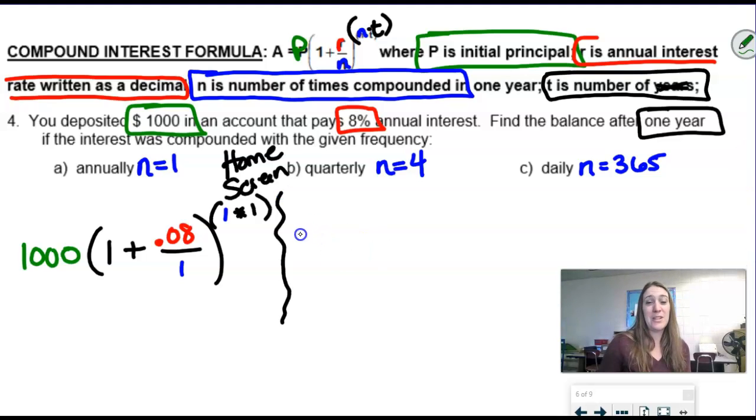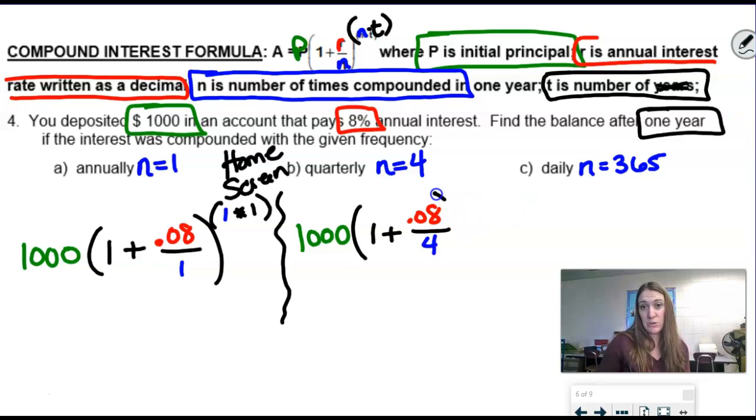The next question, the only thing that changes is the n. The n is now a 4. All right. So this is going to divide by 4 now. And then up in the exponent, that n changes to a 4 as well.